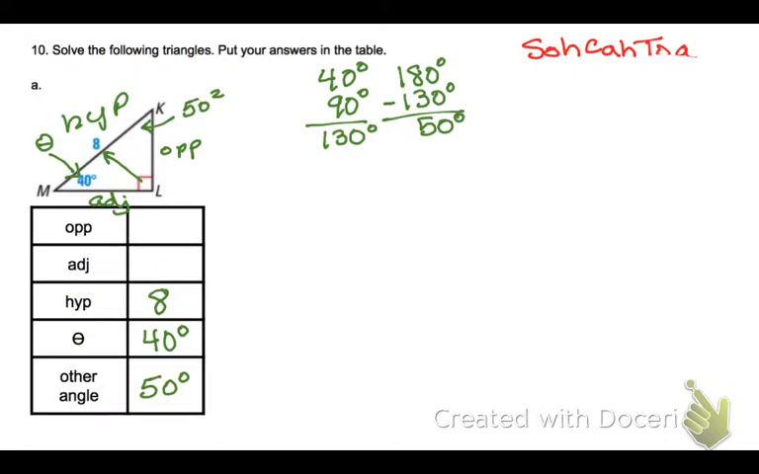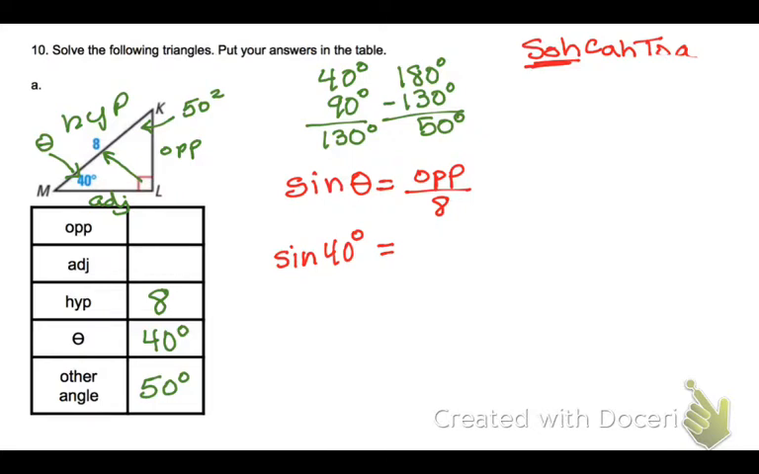So which would I rather do? Would I rather do an opposite over a hypotenuse or an adjacent over a hypotenuse? Doesn't matter. Let's do an opposite over the hypotenuse, which would be sine theta. Okay, it's going to be equal to the opposite over the hypotenuse, which is 8. And my sine of theta is going to be sine of 40 degrees. I'm going to have to pause it while I calculate that. So hold on a second.